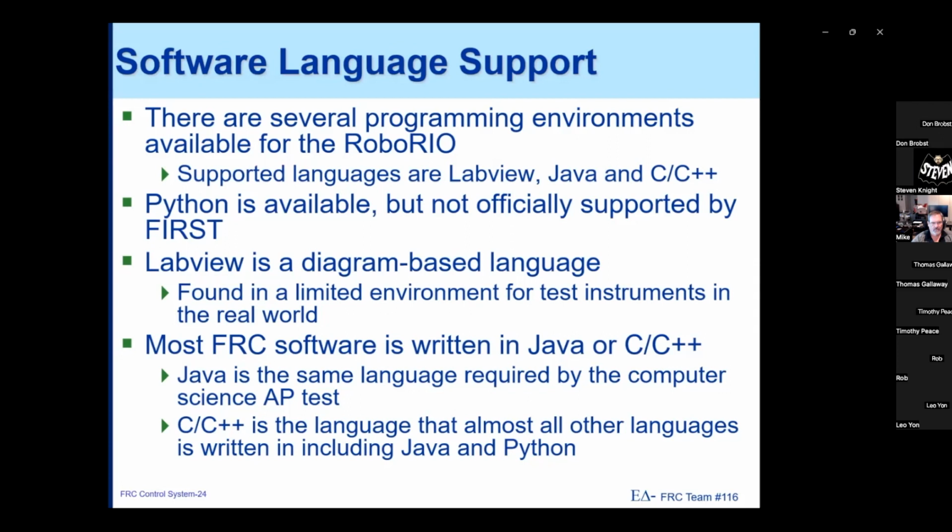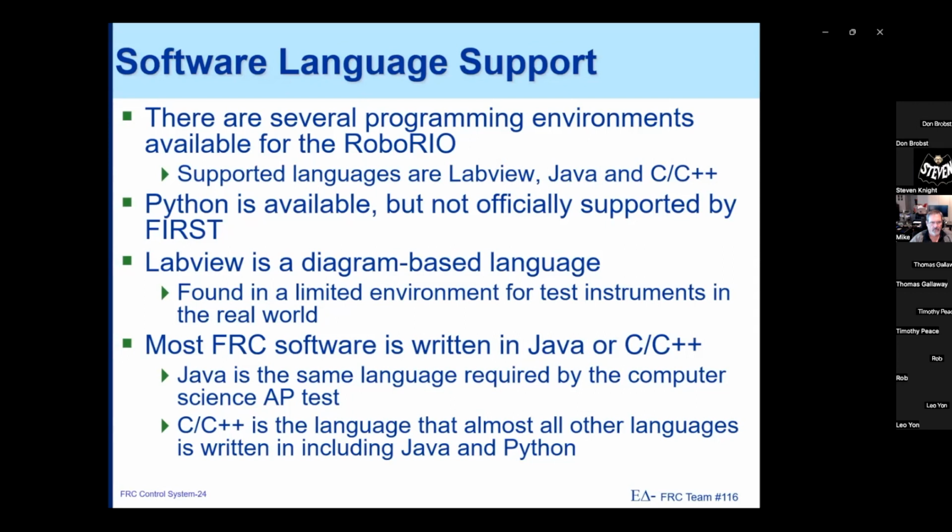The FRC Linux version, as it turns out, is a real-time Linux version. The folks at National Instruments have created a real-time flavor of Linux that uses the real-time patch. But in our particular case, because our games are relatively short, they're only 2 minutes and 30 seconds for the most part, we don't usually run into any issues with the difference between Java and C++.